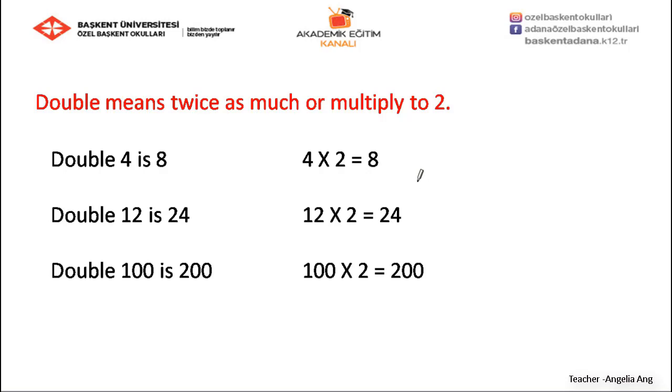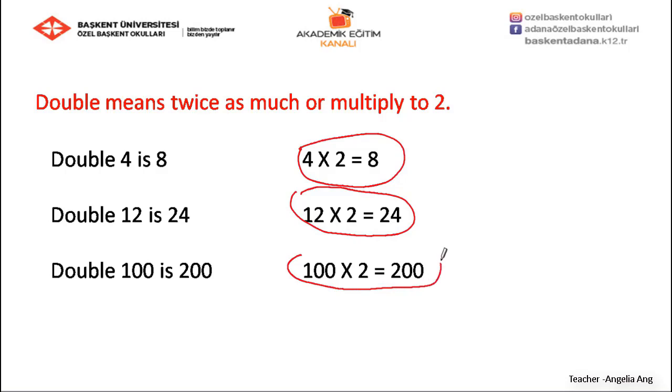Or in another way, we can say 4 times 2 equals 8. 12 times 2 equals 24. 100 times 2 equals 200. Look at this. All the numbers are multiplied by 2.